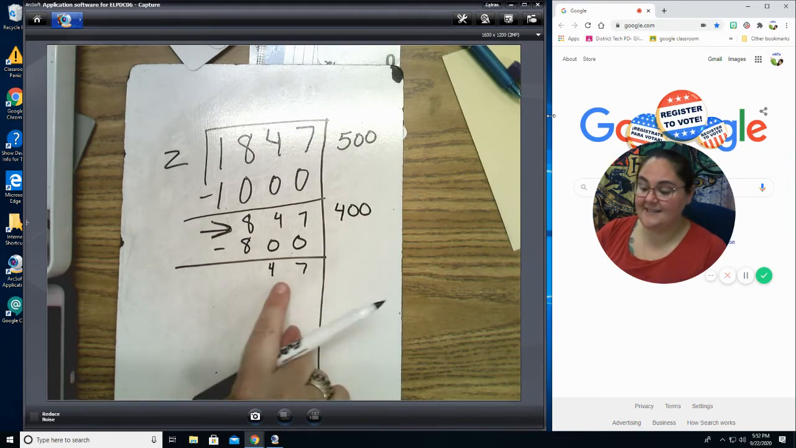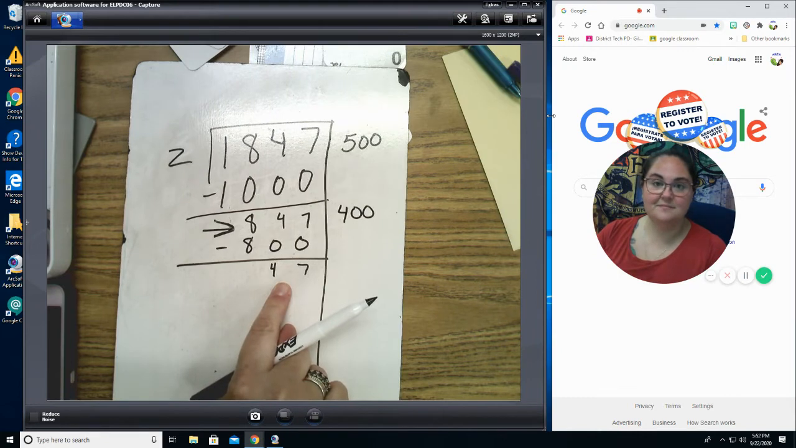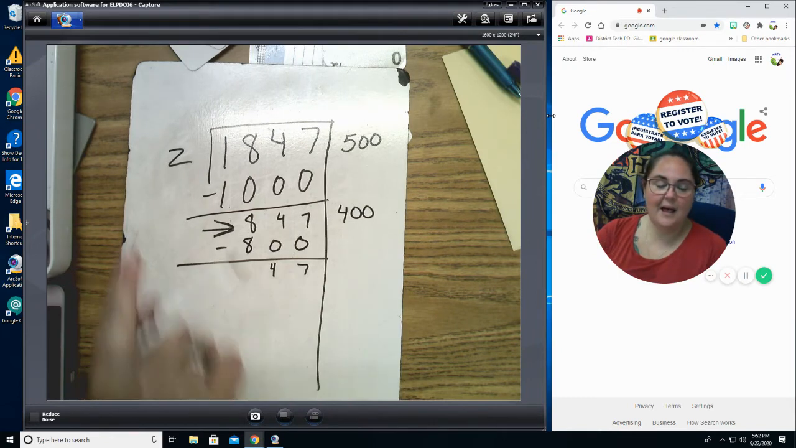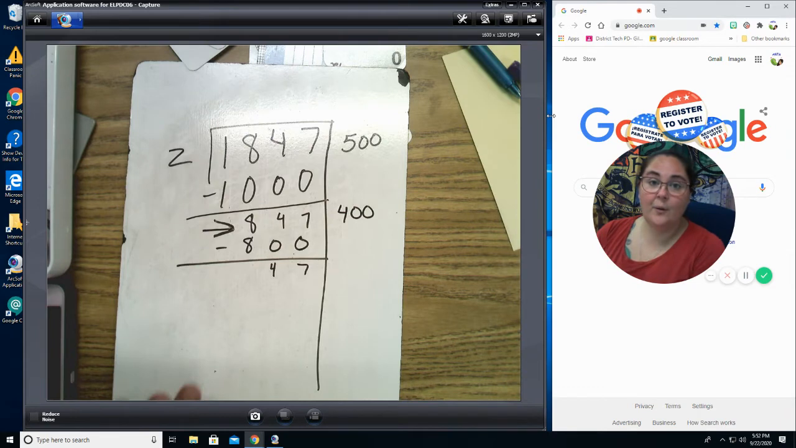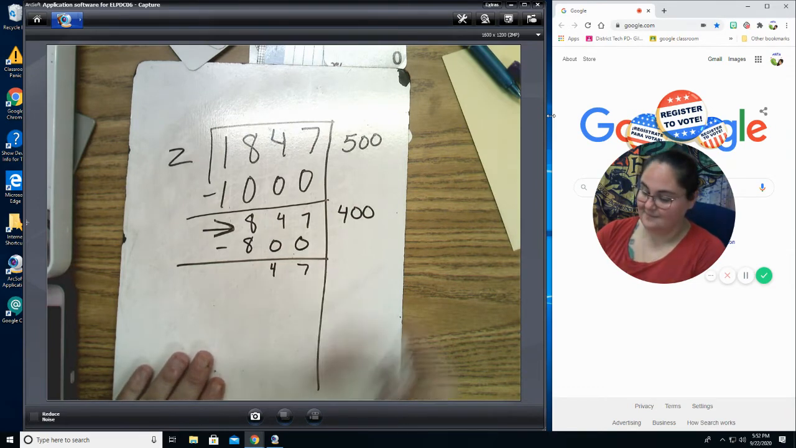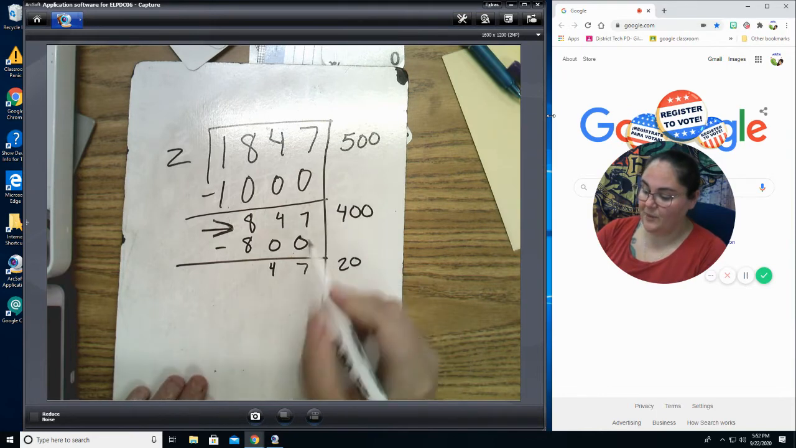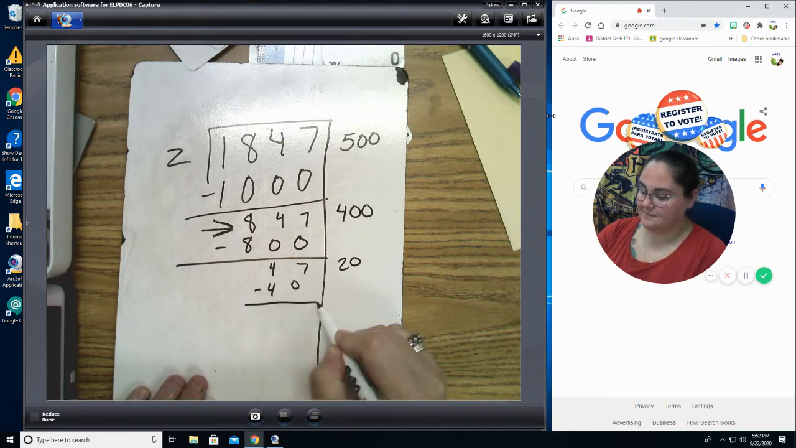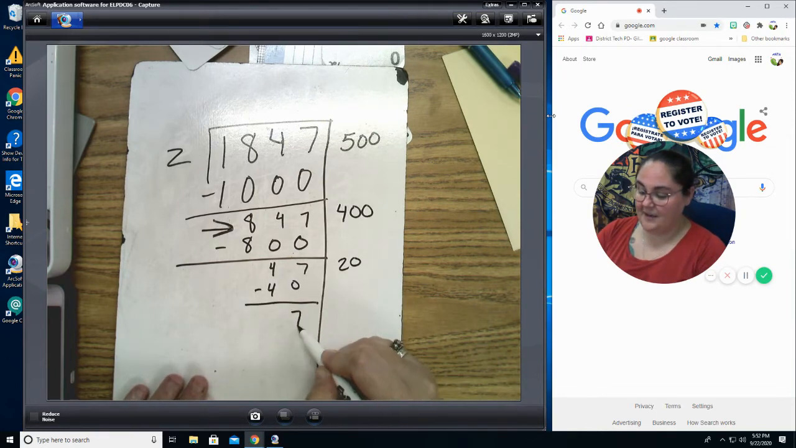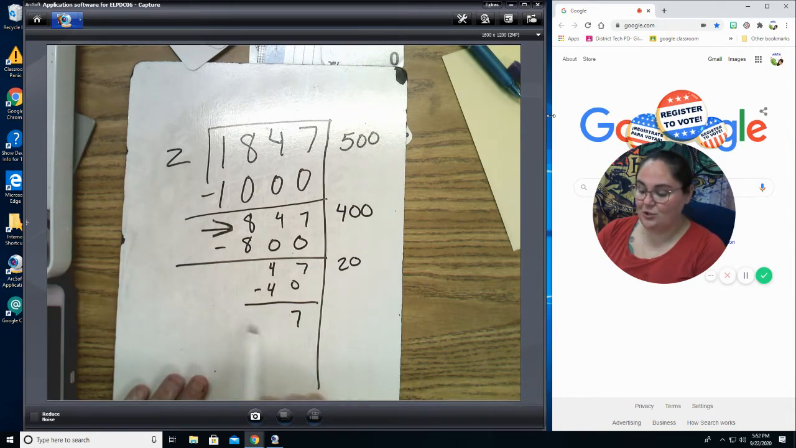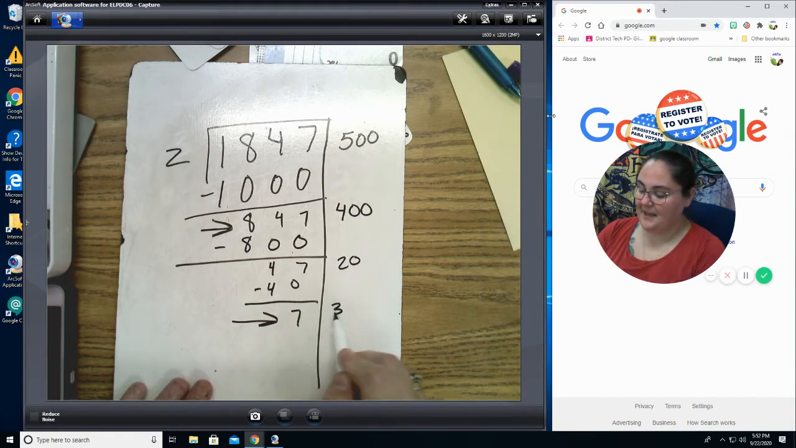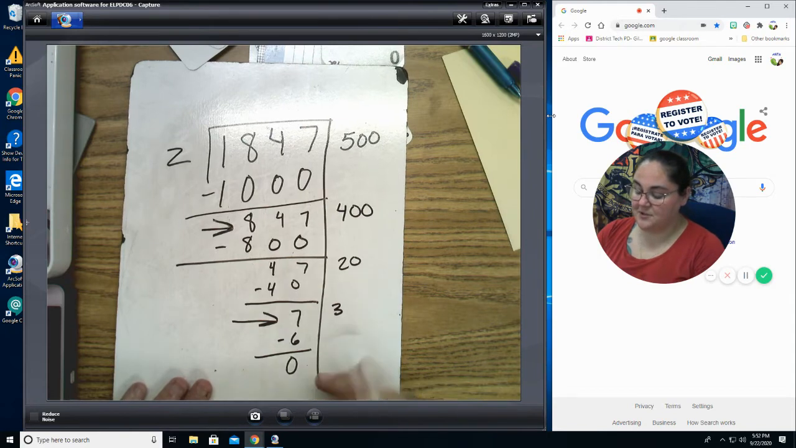Now, this is a lot easier number to work with. How many times can 2 go into 40? 20. 20 times 2 is 40. Subtract, and now I get 7. How many times can 2 go into 7? 3. 2 times 3 is 6. Subtract, my answer is now 1.